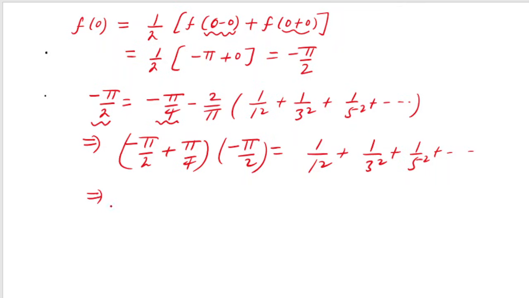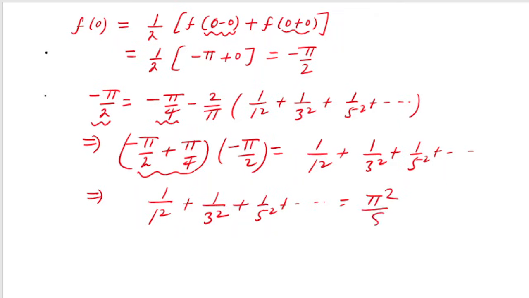So in the end I am getting the final answer, that is 1 by 1 square plus 1 by 3 square plus 1 by 5 square up to infinity is equal to, this will give me minus pi by 4 into minus pi by 2, so that is equal to pi square by 8. So we have solved this problem, and I was very slow when I was solving this problem.